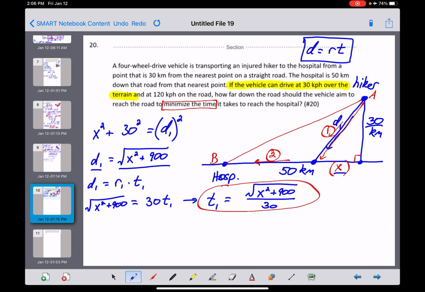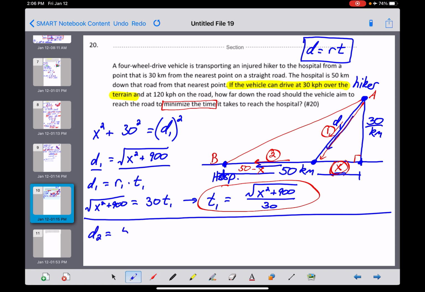Okay, now I'm going to shift gears, and now we're going to start talking about leg 2 of the trip, which is how we're going to travel down the road here. And at this point right here, guys, oh, my drawing isn't great. The 50 kilometers represents the entire distance there, from point B, the hospital, to this nearest point on the road. If X kilometers has been used up here, then this distance, I didn't leave myself a good place to write this, is going to be 50 minus x. So that is distance 2, 50 minus x.